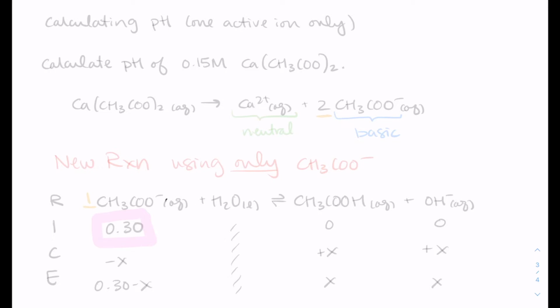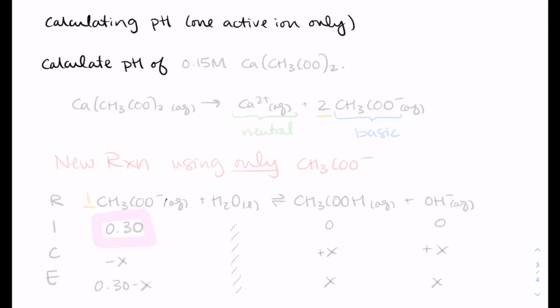10 to the minus 10 is bigger than 10 to the minus 11, so the Ka is stronger than the Kb. This solution will be acidic. So the explanation is that ammonium is stronger at being an acid than fluoride is at being a base. So the solution is acidic.